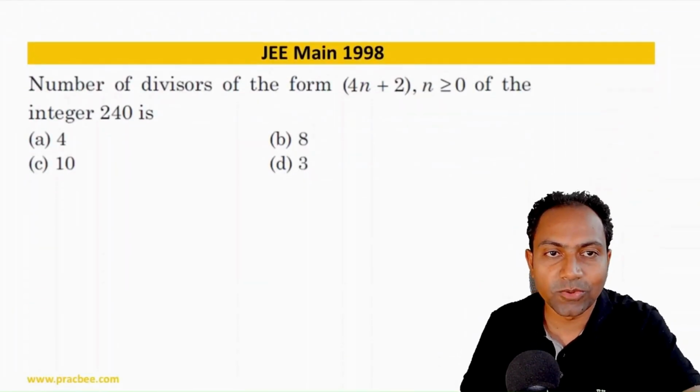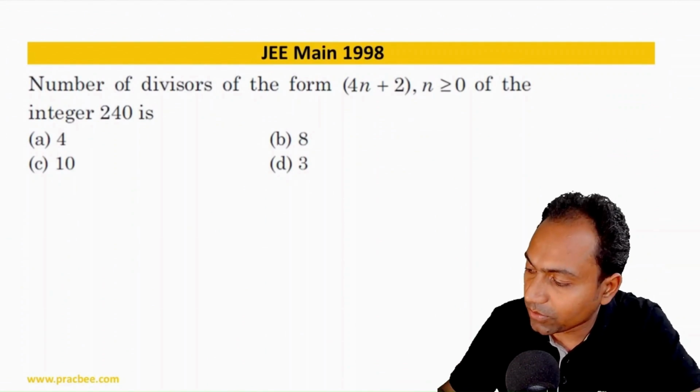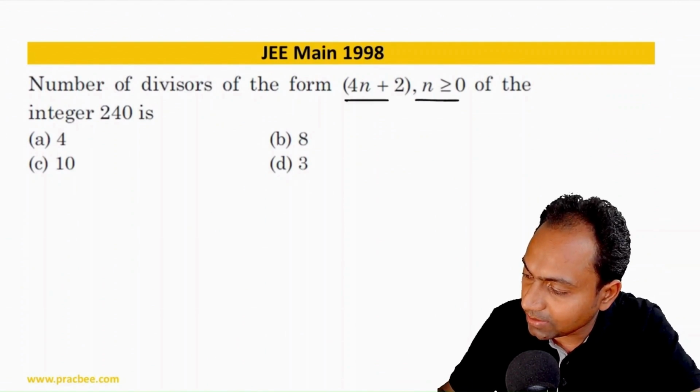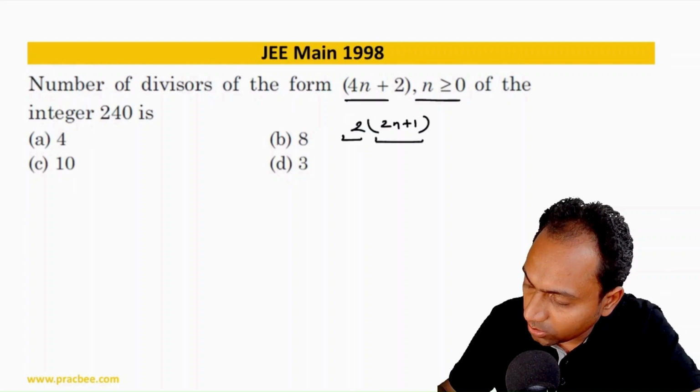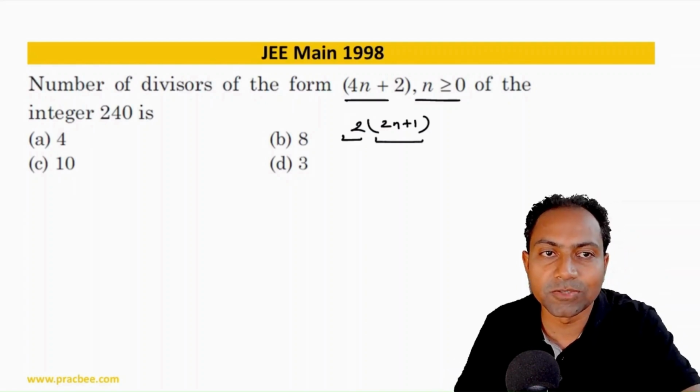This question talks about the number of divisors of the form 4n plus 2, where n is greater than or equal to 0. If you simplify this, what they want us to find is 2 times (2n plus 1), that is, 2 into an odd number. How many such divisors would there be for 240?